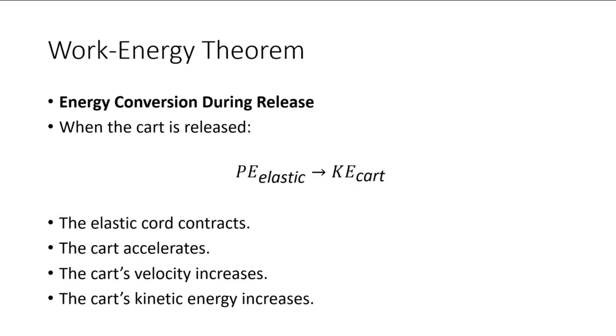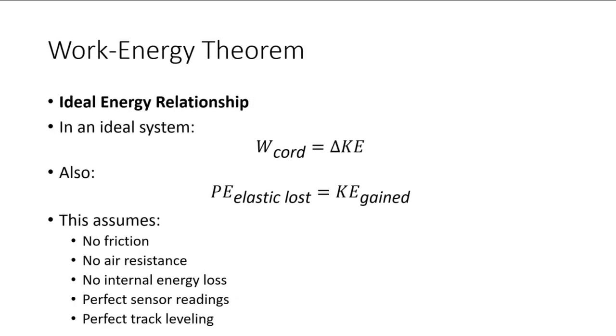When your stretched elastic cord stores energy before release, after release that energy is transferred to the cart as kinetic energy. Now, in an ideal energy relationship, the work done by the cord should be equal to the change in the kinetic energy. That means the potential elastic energy being lost is just equal to the kinetic energy being gained. This ideal relationship assumes that there is no friction, no air resistance, no internal energy loss, the sensor readings are perfect, and there is a perfect track leveling.